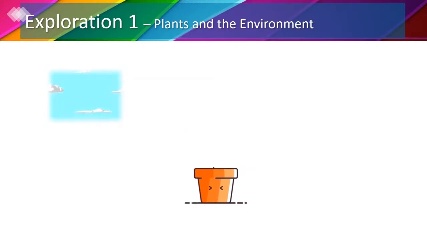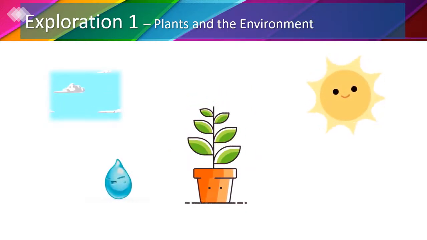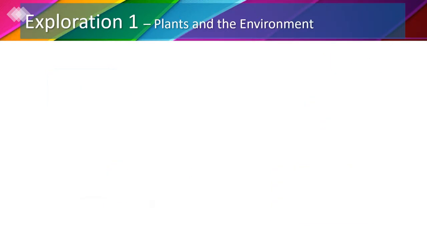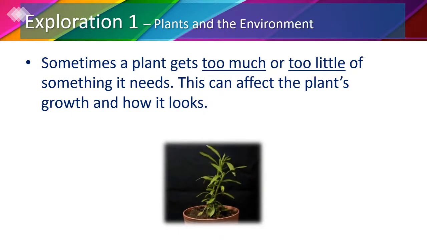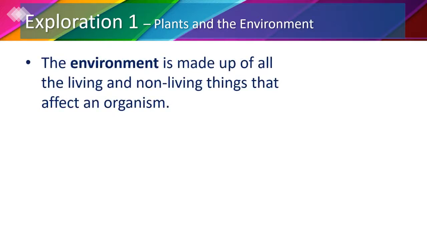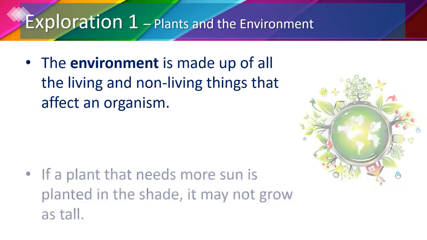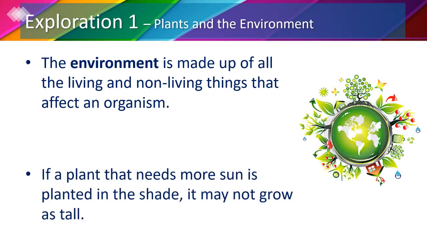We've said before that plants need air, light, water, and nutrients to be able to live and grow. But sometimes a plant gets too much or too little of something it needs. This can affect the plant's growth and how it looks. Factors in the environment may affect plant structures or traits. The environment is made up of all the living and non-living things that affect an organism. If a plant that needs more sun is planted in the shade, it may not grow as tall.